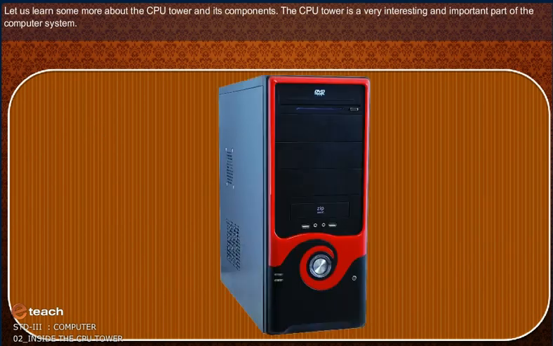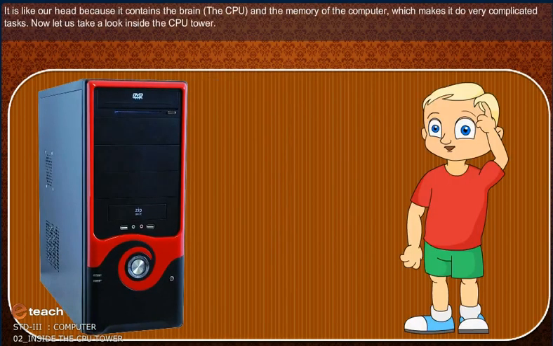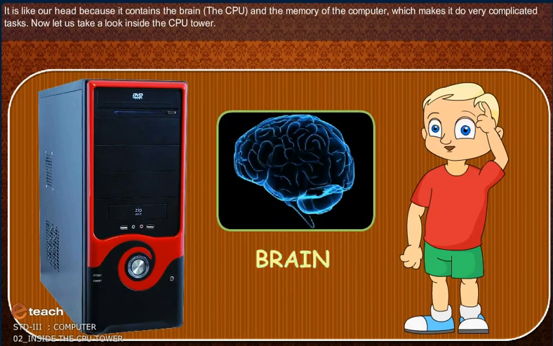The CPU tower is a very interesting and important part of the computer system. It is like our head because it contains the brain, that is CPU, and the memory of the computer, which makes it do very complicated tasks. Now let us take a look inside the CPU tower.